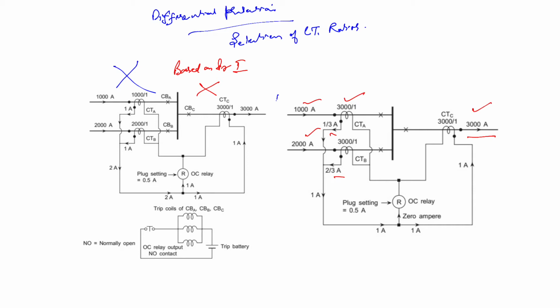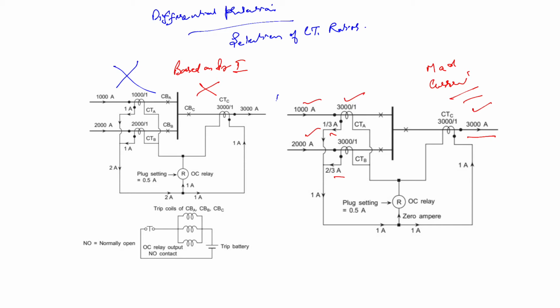So from this what do we conclude? We conclude that there is no spill current in this path if we select the CT ratio based on the primary current of the feeder that has the maximum current. So that is the maximum current criterion. We have used the maximum current, 3000, and we use that criterion. From this we conclude that there is no CT spill current.